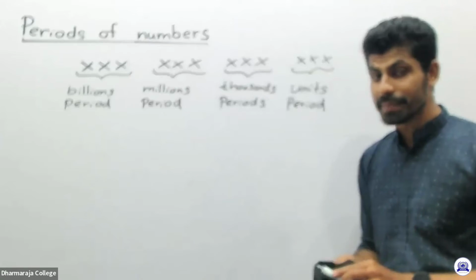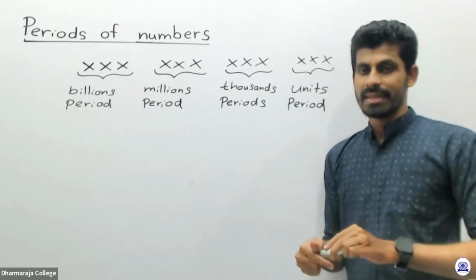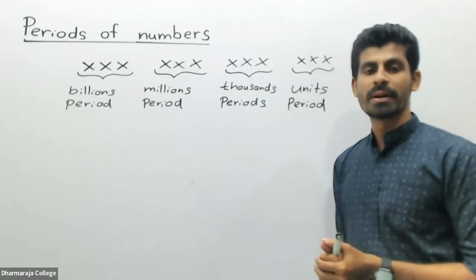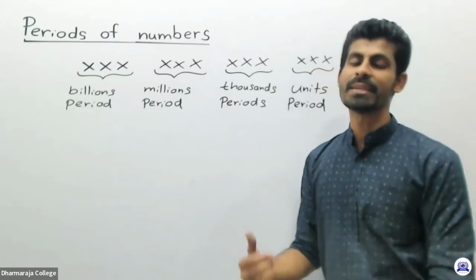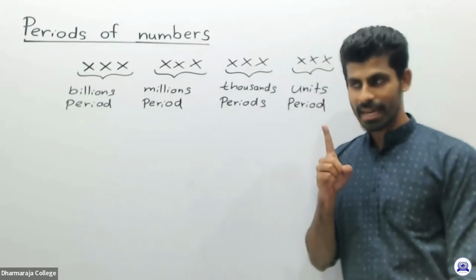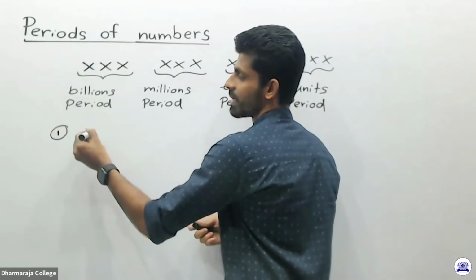Then how to separate the periods? You need to take them by three numbers. Then according to that, we can write down the value. Very easy. I will tell you the examples. Question number 1.